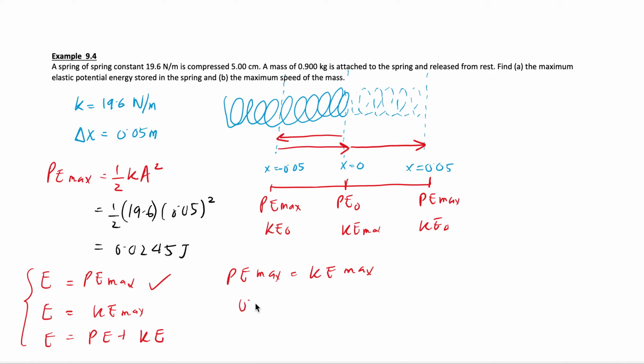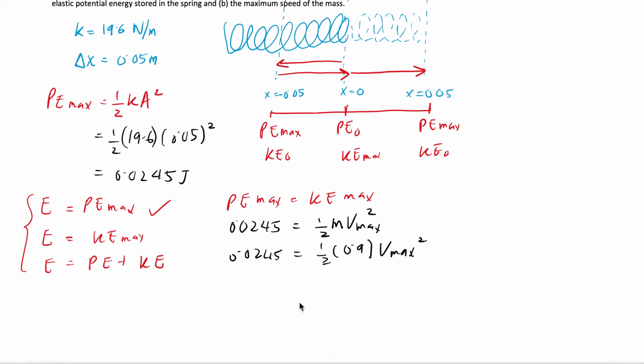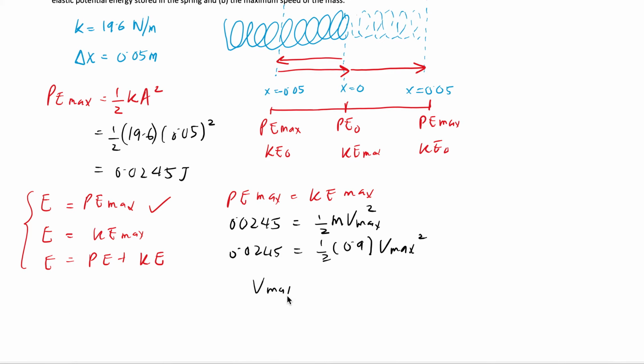So PE max is 0.0245 joules. Let me use a different color for that because this is not an equation. And this is 1/2 m vmax squared. I know what my mass is. It is 1/2, mass is 0.9, and this guy is the vmax that I don't know. What's my vmax? Vmax is equal to 0.23, if I'm using my calculator correctly.